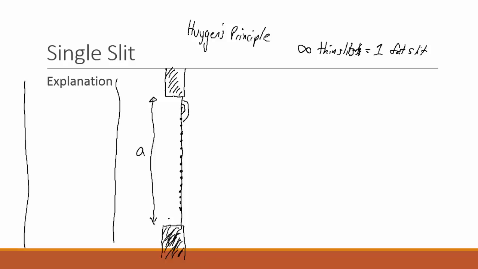So how do you possibly figure out what type of interference you have from basically an infinite number of slits? Well, I will try to go through a diagram that will help this make sense. Well, here's how you do this.